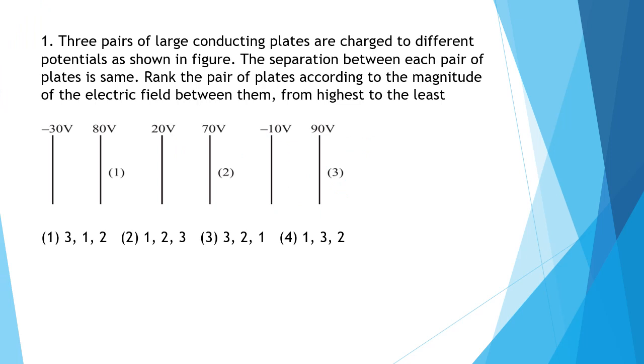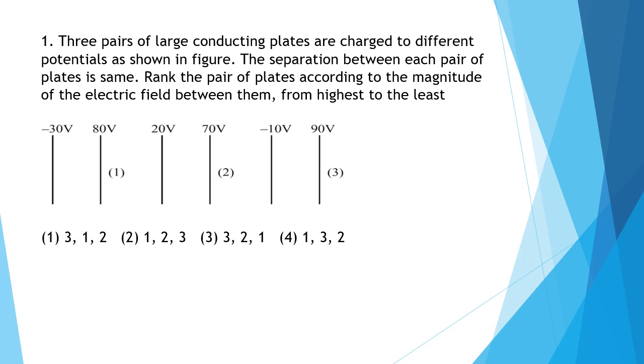Three pairs of large conducting plates are charged to different potentials as shown in the figure. The separation between each pair of plates is the same. Rank the pair of plates according to the magnitude of electric field between them from highest to lowest.